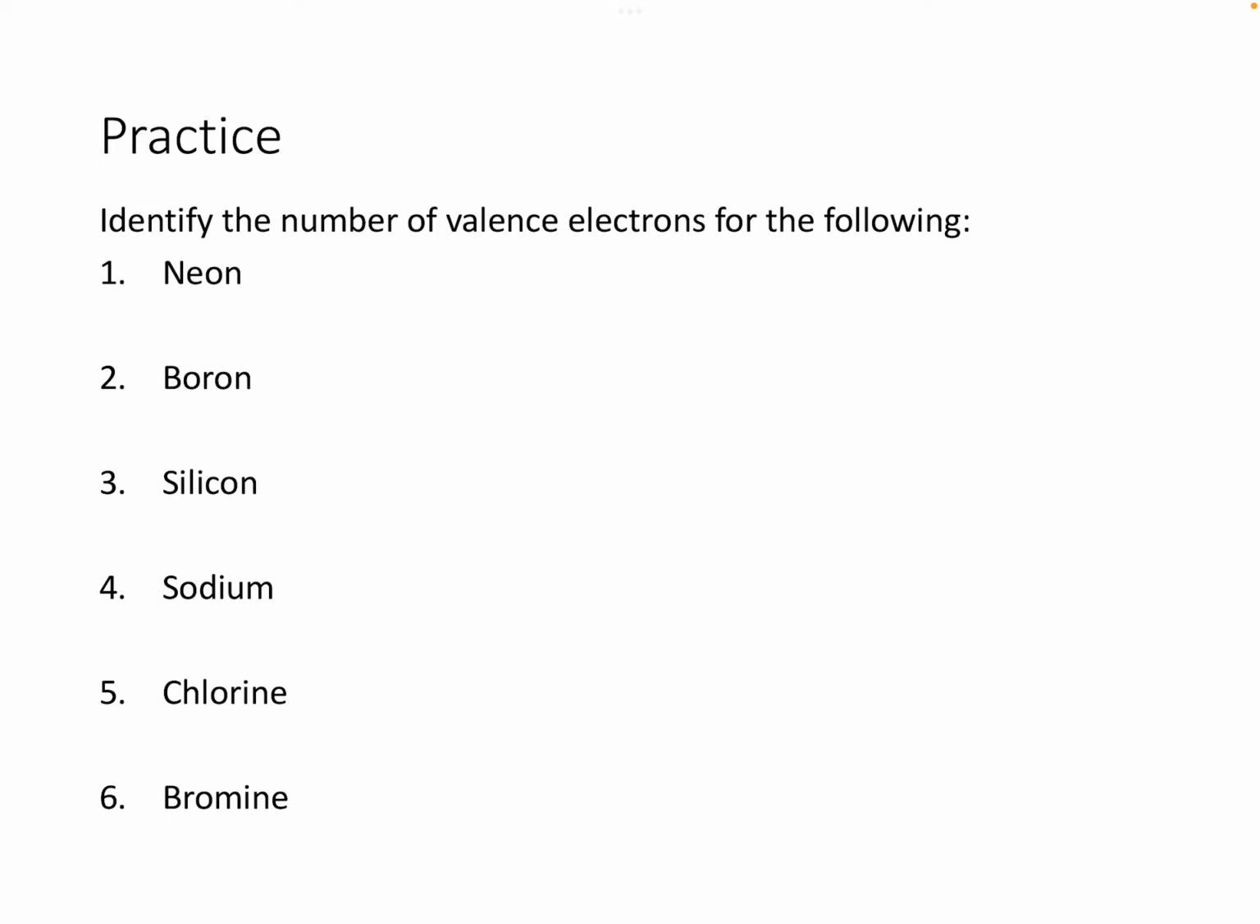All right, let's look at neon. Which group is neon in? Group 8. It's one of the noble gases, right? So that means it has 8 valence electrons, which again, I'm just abbreviating as VE. What about boron? Which group is boron in? Group 3. So that means it has 3 valence electrons.